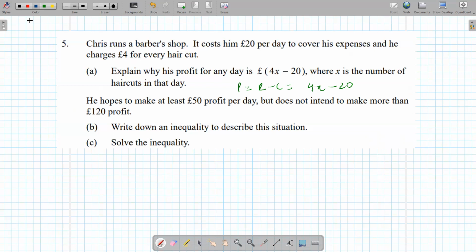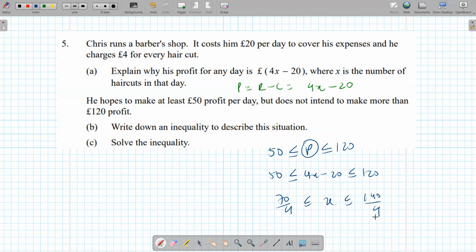So his lower bound is 50, right? So his profit is between 50 and 120. And what is profit? Well, profit is 4x minus 20. So there we go, that's just it. How do you solve this for x? You add 20. Super simple. 70 over 4 on this side, on the other side, 140 over 4. Right? And that's it.